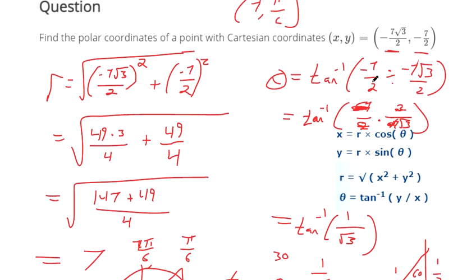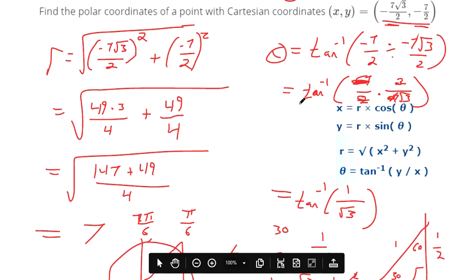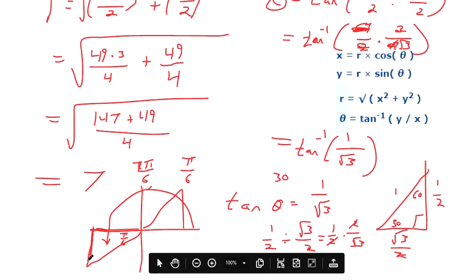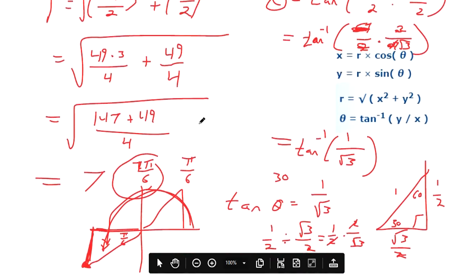Which one is right? We'll just go back to the Cartesian coordinates. Negative 7 square root of 3 over 2, so it's negative on the x-axis, and then it's negative 7 over 2 on the y-axis. So it's going to be 7 pi over 6 for our terminal point, because that's the one that brings us into that third quadrant where the Cartesian coordinate lands. So watch out for that.